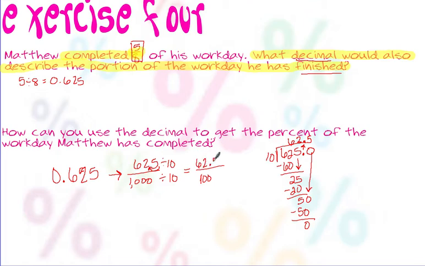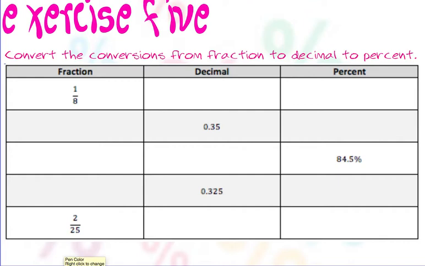So this would be 62 and 5/10, which I know then as a percent, it's just my numerator. So it is 62 and 5/10, or 62.5%. And that's okay. We can have half percentages. That's not a problem. Doesn't look very nice, but it's still correct.